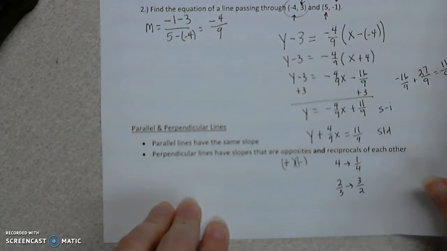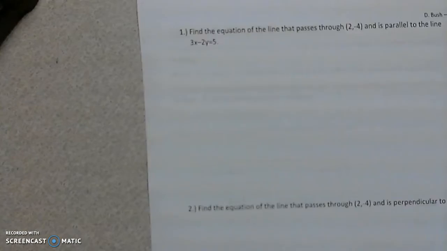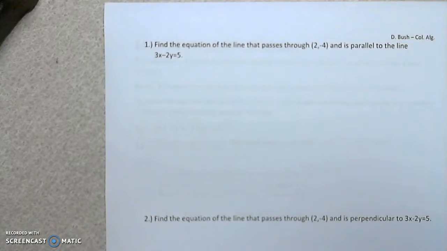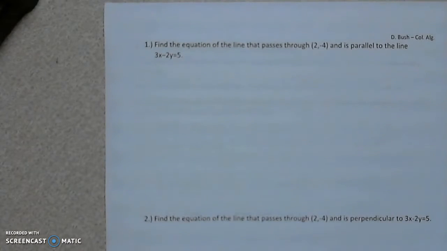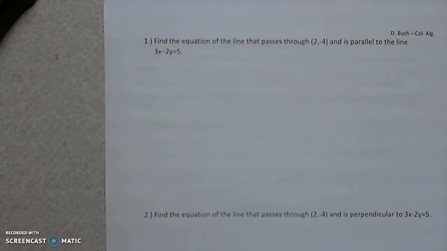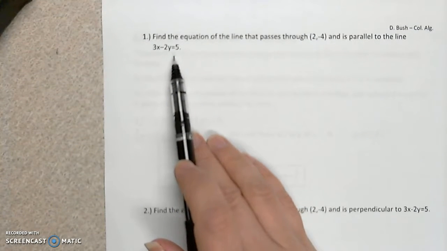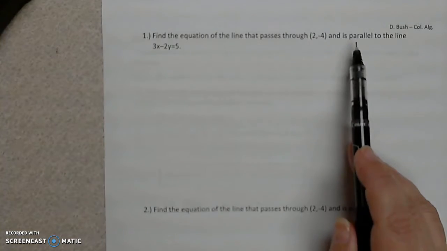Alright, so let's take a look. I want to find the equation of the line that passes through the point (2, -4), and I need it to be parallel to the line 3x minus 2y equals 5. Remember, to write an equation, I need a point and a slope. I have the point, but I need a slope. Well, they've given me a line, so I can get the slope from there, and I need my line to be parallel to it.